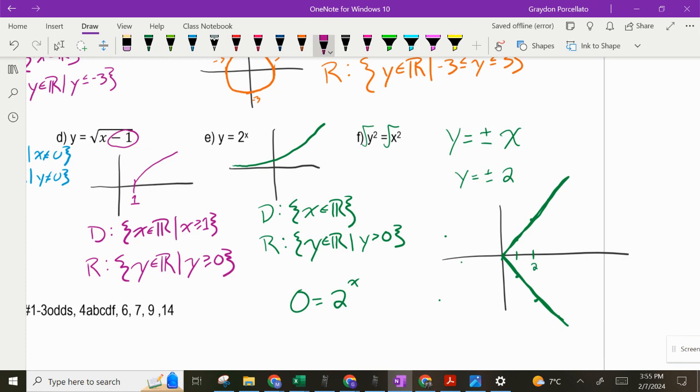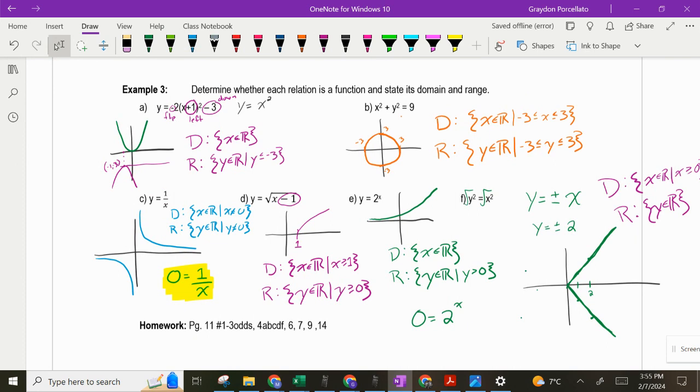Our domain here is going to be that x is an element of all real numbers such that x is greater than or equal to 0. And our range is going to be y is an element of all real numbers. Notice that y goes all the way up and all the way down. Okay?